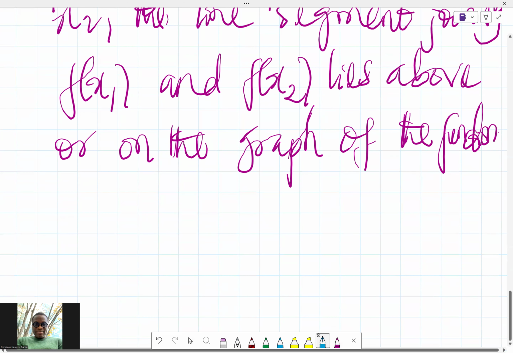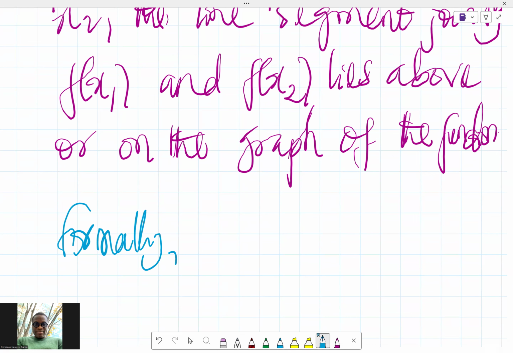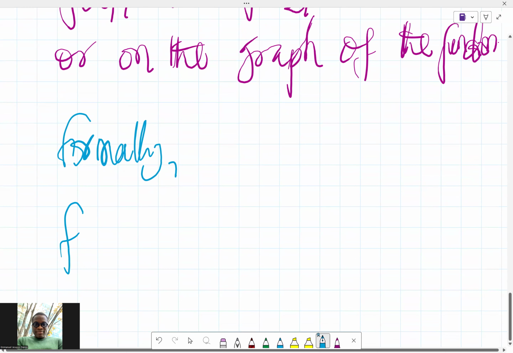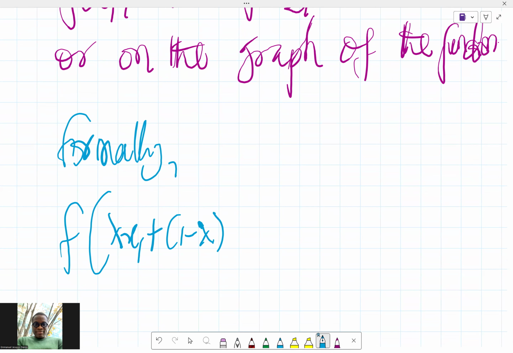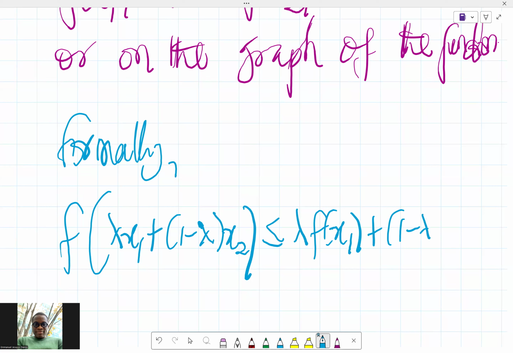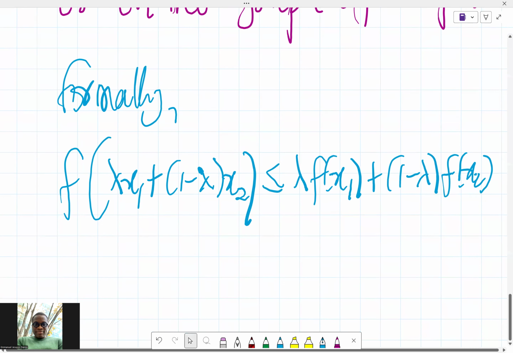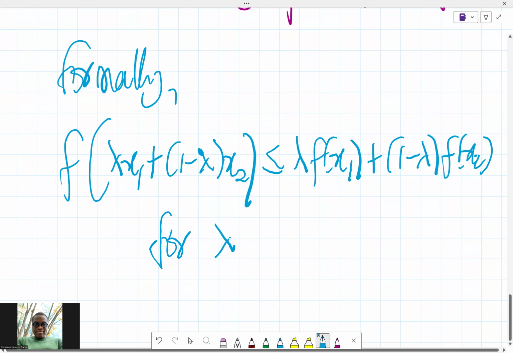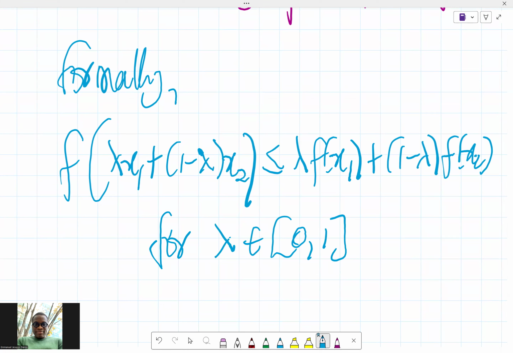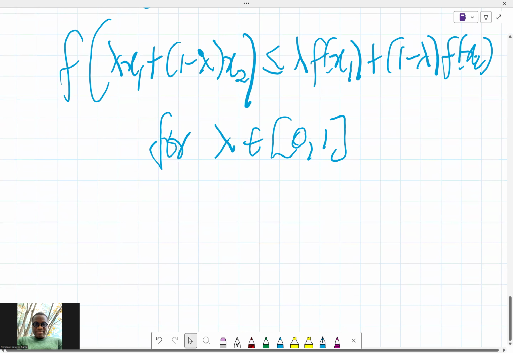Okay. Formally, we have f of lambda x1 plus 1 minus lambda x2 to be less than or equal to lambda f of x1 plus 1 minus lambda f of x2 for lambda in the closed interval 0 to 1. Okay, so that is the condition for convex functions.